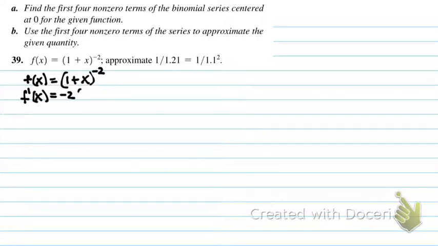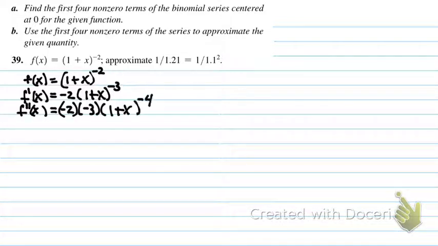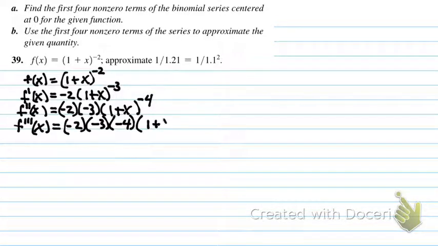we need derivatives. So we take the first derivative, then the second derivative, then the third derivative. Don't forget to multiply by the derivative of the inside using the chain rule. But the derivative of the inside is 1, so we're done.